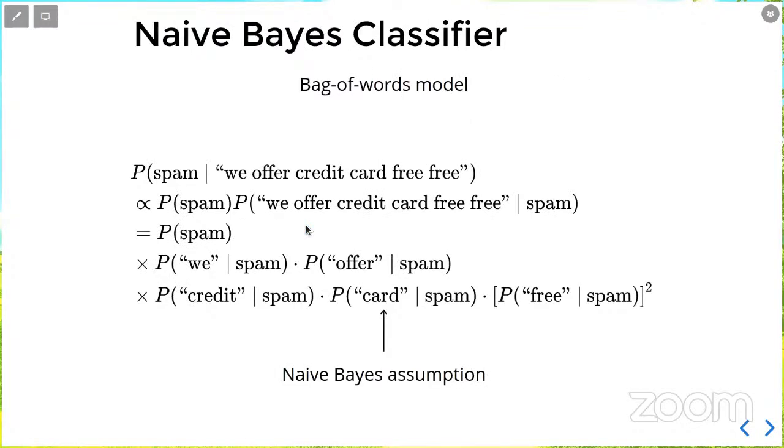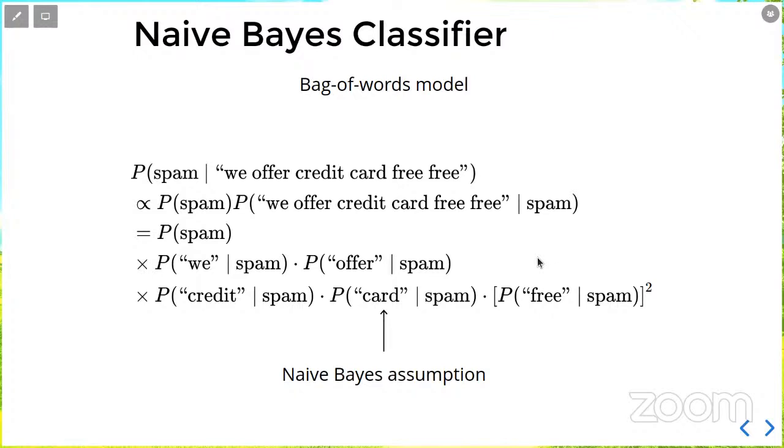Okay, so we won't use all the words in the vocabulary, but here we'll use only the words that are there in your message, right? So V given spam, offer given spam, so on. Free occurs twice, so that is P of free given spam whole square, right? This is the naive Bayes assumption at work. I hope I can move on from here. Are there any questions?